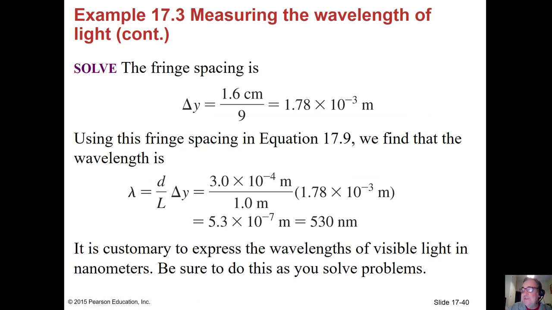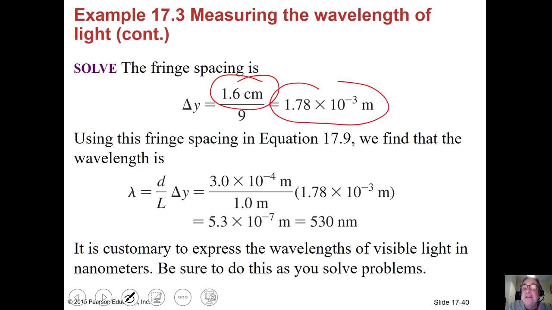Okay, so we know that the distance between these 9 is 1.6 centimeters, and there's 9 of them, so we can figure out the distance between each of them just by taking 1.6 and dividing by 9. Adjacent bright spots are 1.78 times 10 to the minus third meters apart from each other. Then using this fringe spacing, we can go back to equation 17.9 that we saw earlier to get the wavelength. So the wavelength is just d over L times this delta y. You just have to know what d is.